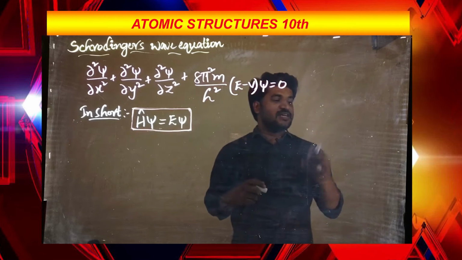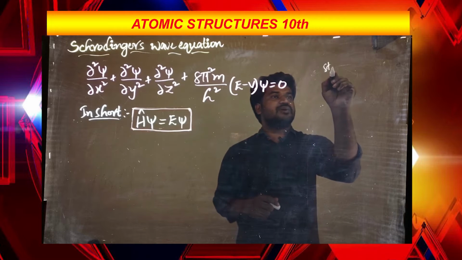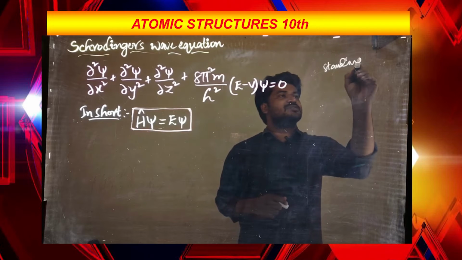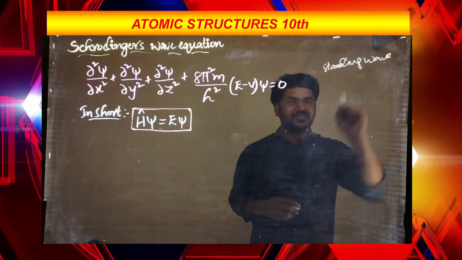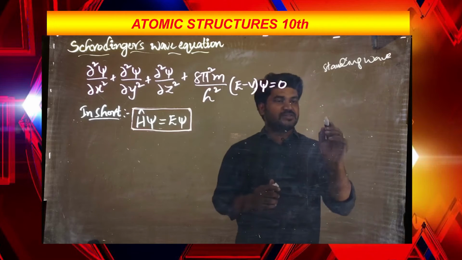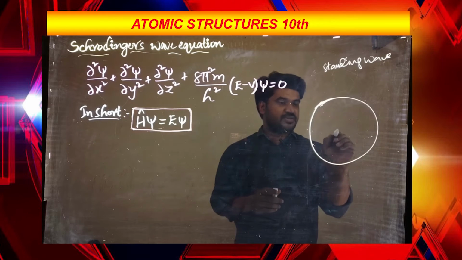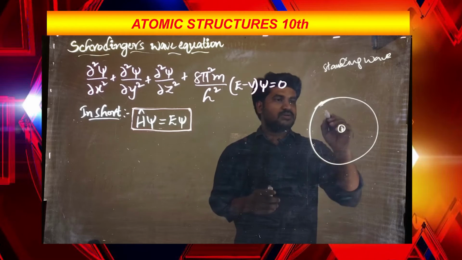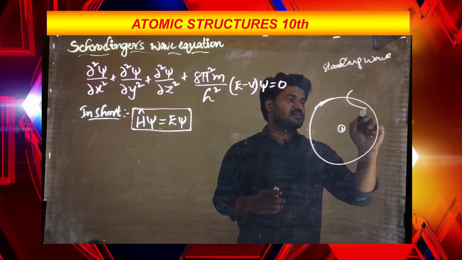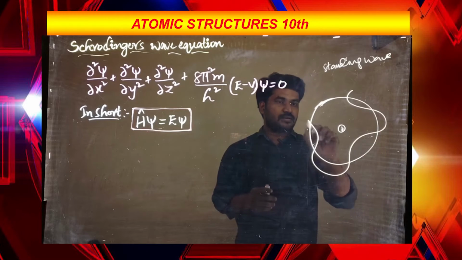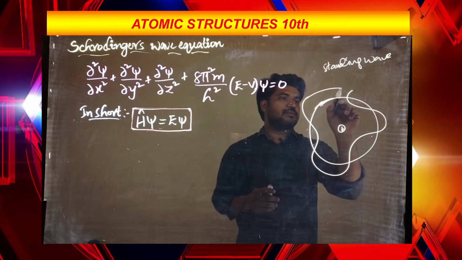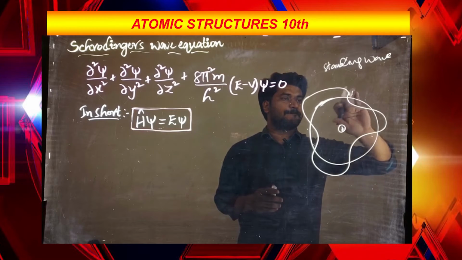He considered the electron as a standing wave. How will a standing wave be there? Let's see a picture. Suppose this is a pathway, and this is a nucleus. In this way he considered it.